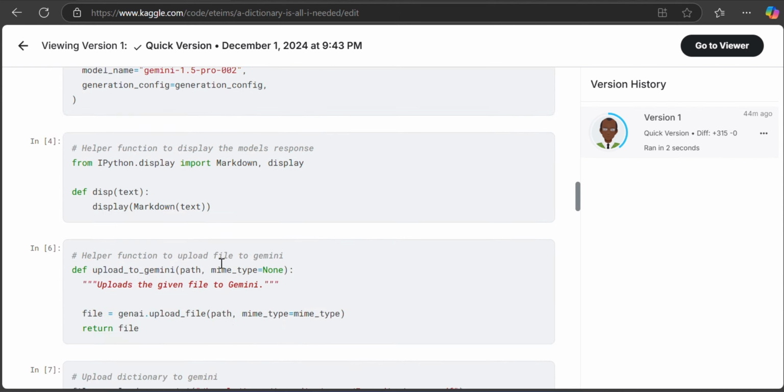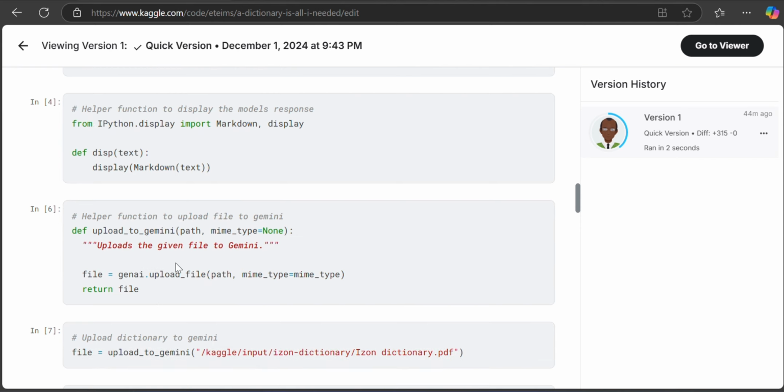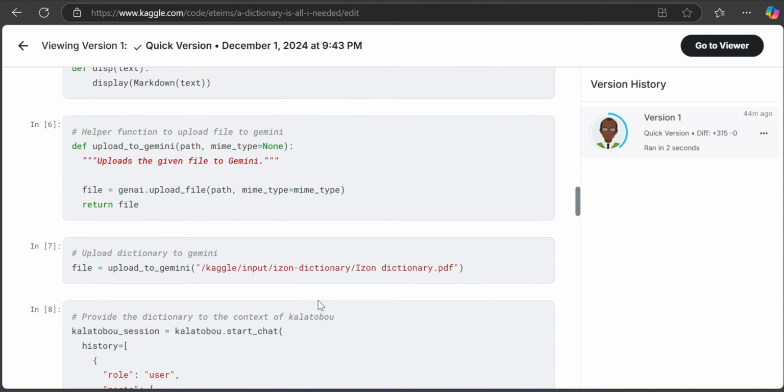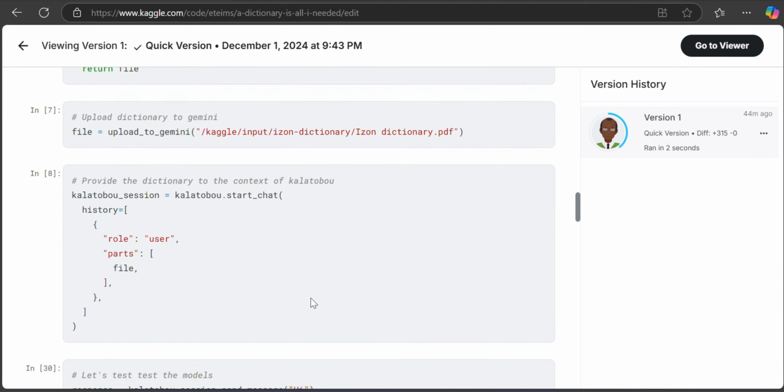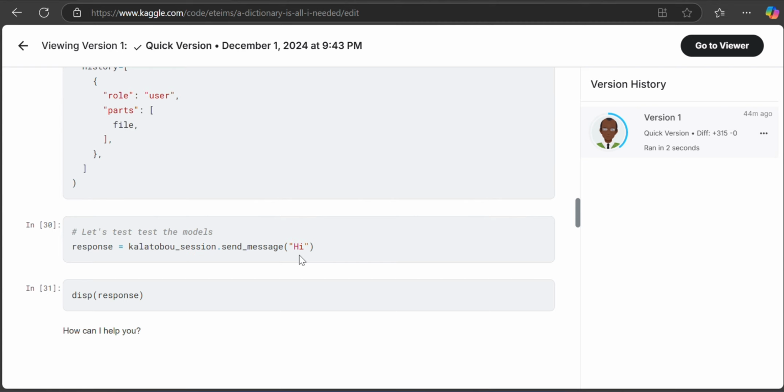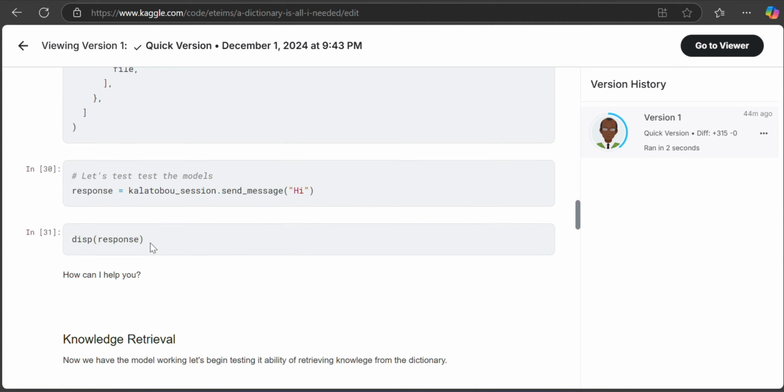Then I just use the default configuration of the model. Then these are a couple of helper functions, one for displaying, and this is a very important helper function because it helps upload my file to Gemini. In this case, mine is the Izon dictionary. Then I started my session. I called the model Kalatubo. You'll find out why. And I just sent a very pleasant note, hi, and it responded to me.